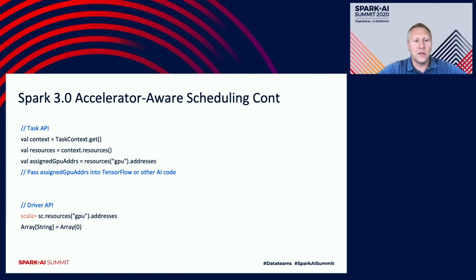The driver also has an API that you can get just with a Spark context. You just say resources and specify whichever accelerator you're interested in. This example here has GPUs, and then you get the addresses.